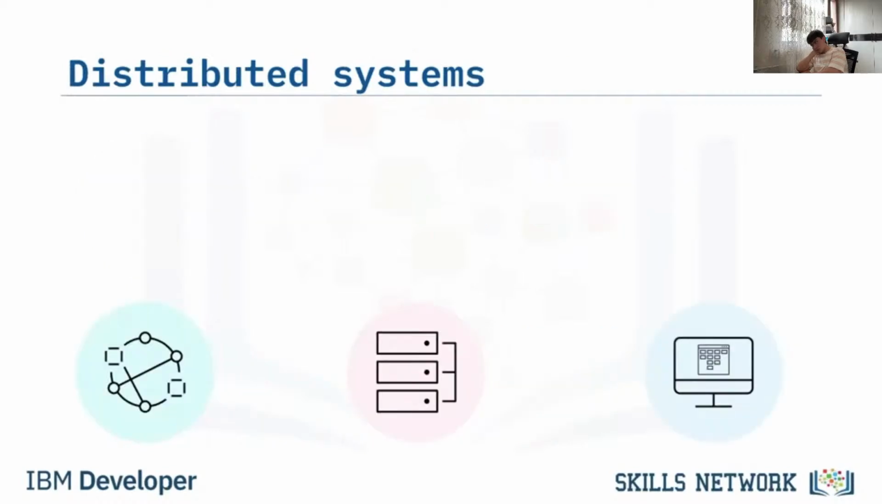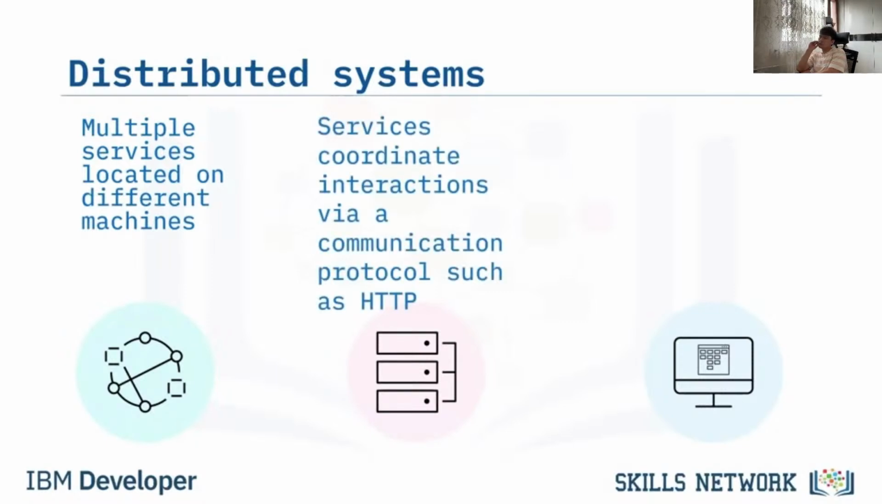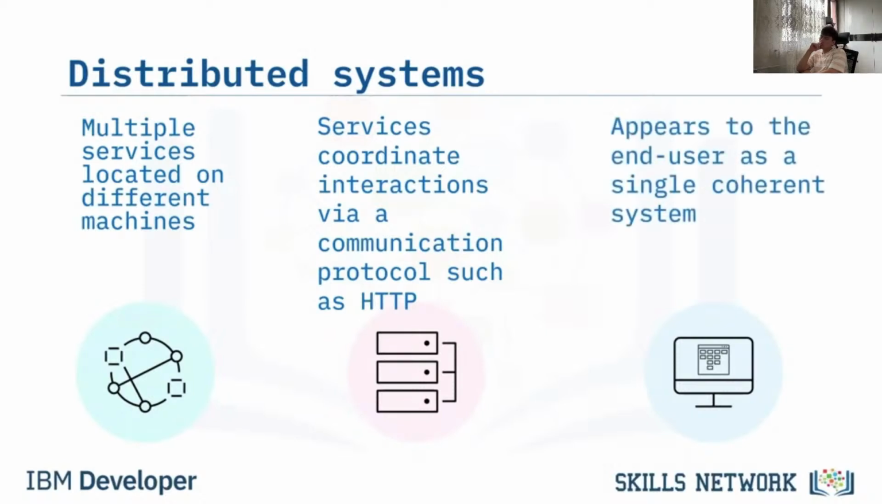A distributed system is a system with multiple services located on different machines that coordinate interactions by passing messages to each other via a communication protocol such as Hypertext Transfer Protocol, also known as HTTP. Even though the services on a distributed system operate on multiple machines, a distributed system appears to the end user as a single coherent system.